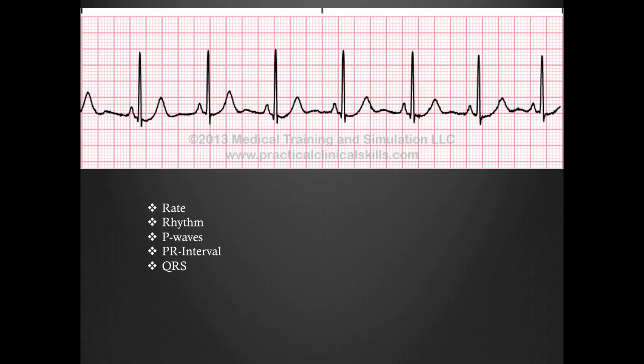It's between 60 and 100 beats per minute. This is a sinus rhythm. So just always go back and remember what normal looks like. Here's what it is, a good sinus rhythm.